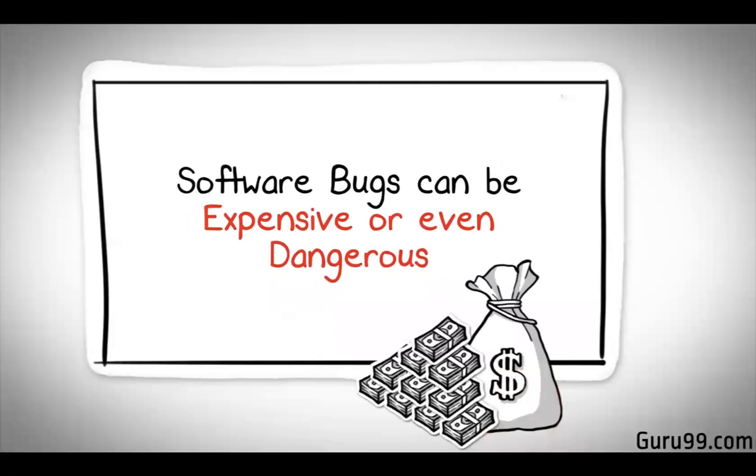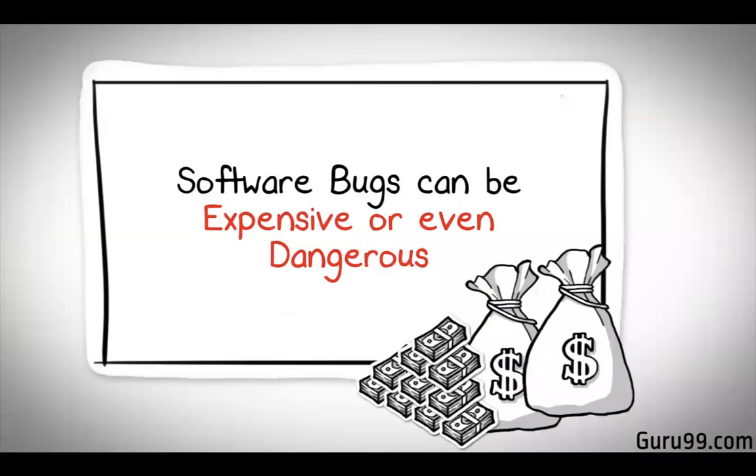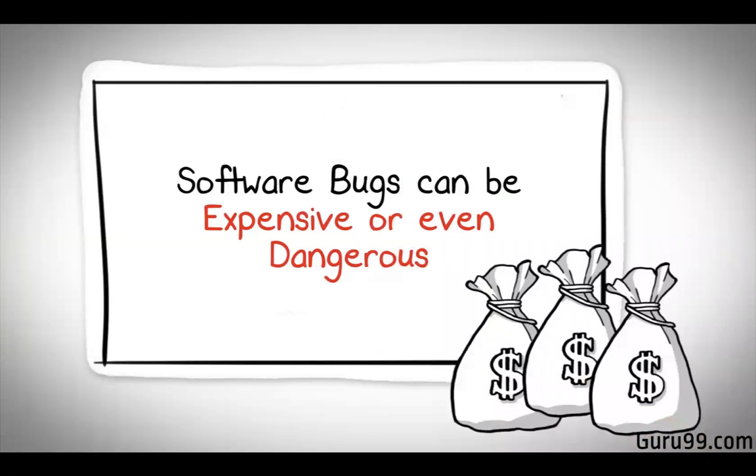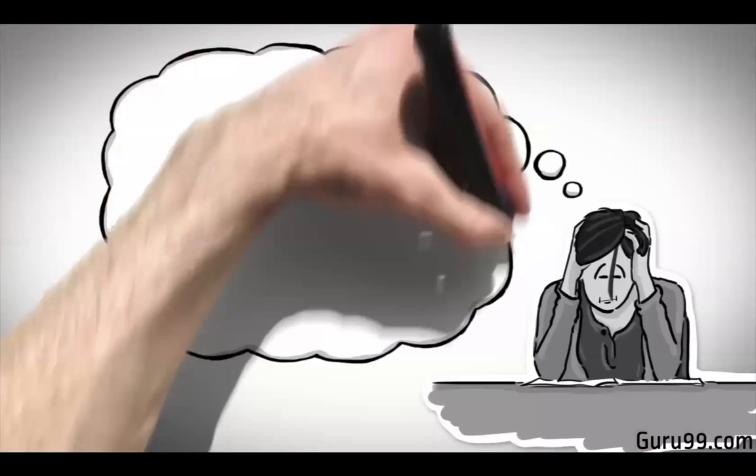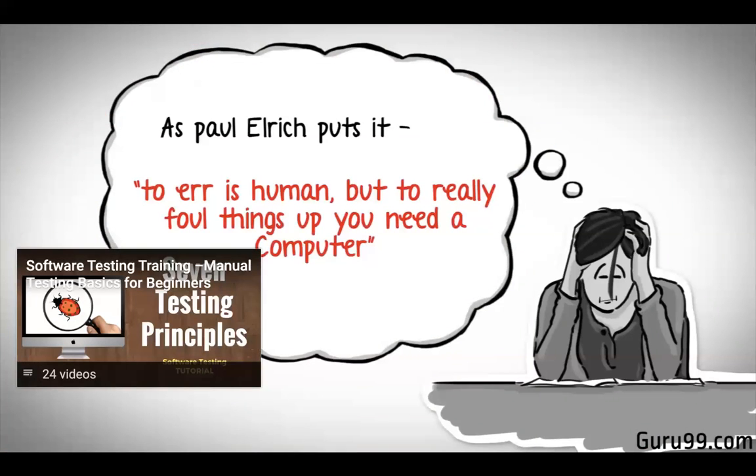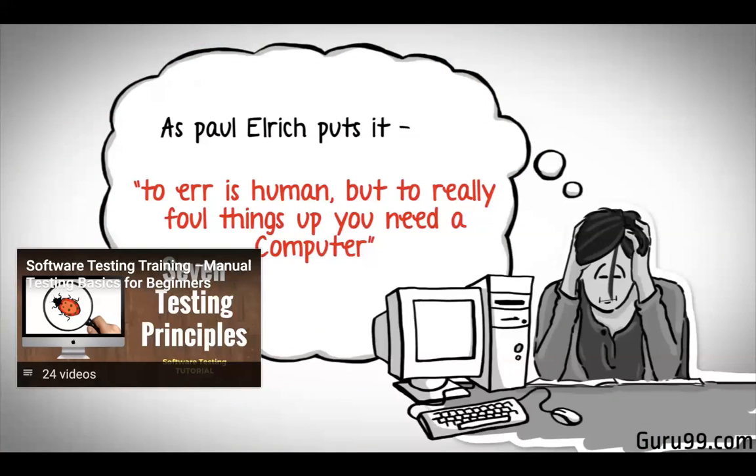As you see, testing is important because software bugs can be expensive or even dangerous. As Paul Ehrlich puts it, to err is human, but to really foul things up, you need a computer.